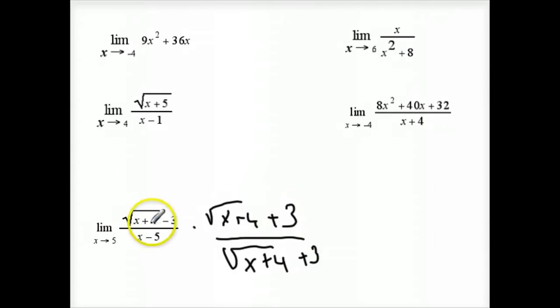So basically by doing this, we're going to get rid of these square roots and end up with x plus 4, it's this times this, minus 9. And if you notice, that's going to be x minus 5, so that's going to cancel this out. And all we'd be left with is this in the denominator. And then we can stick 5 in here.